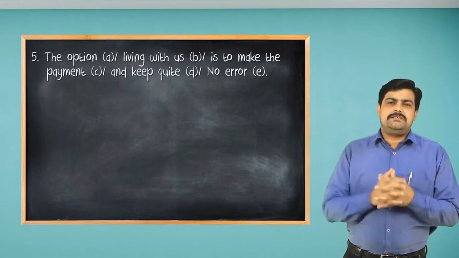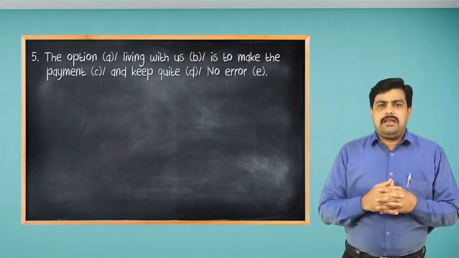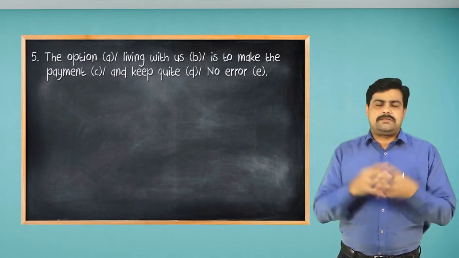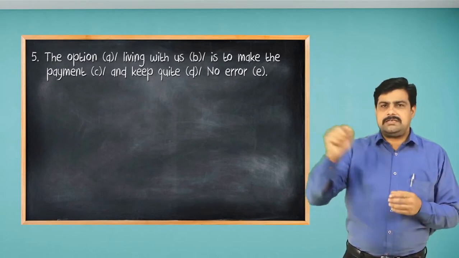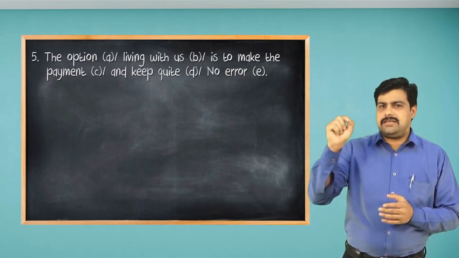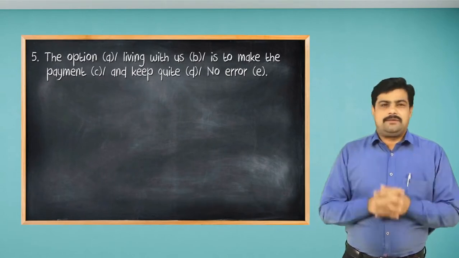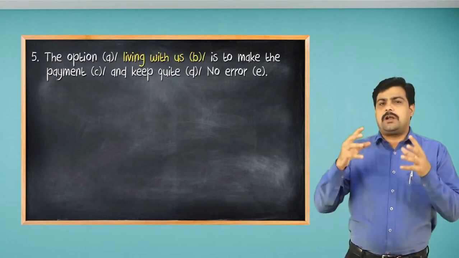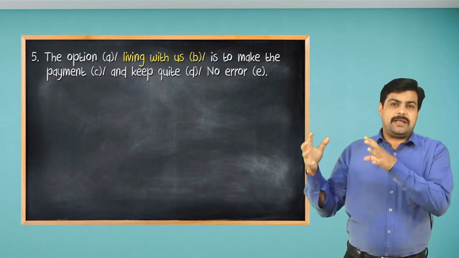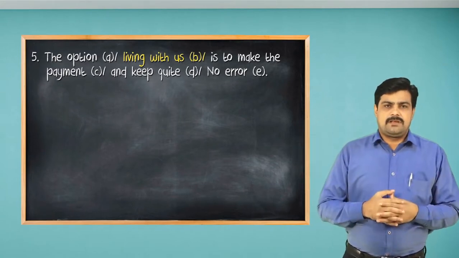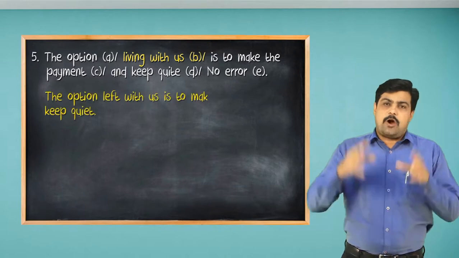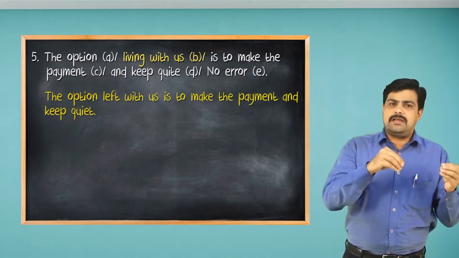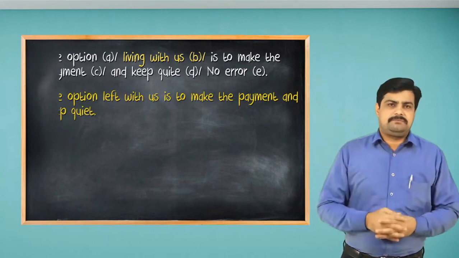Let's take another sentence. The option living with us is to make the payment and keep quiet. Analyze this sentence and try to detect the error. Well, it is clear that part B is wrong. Here the verb left will be used in place of living. See the correct sentence now. The option left with us is to make the payment and keep quiet.